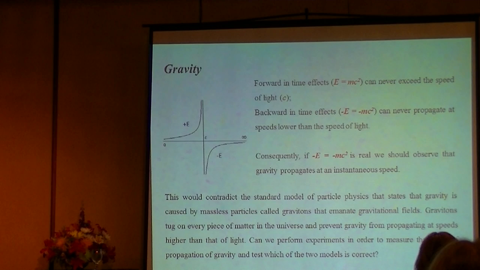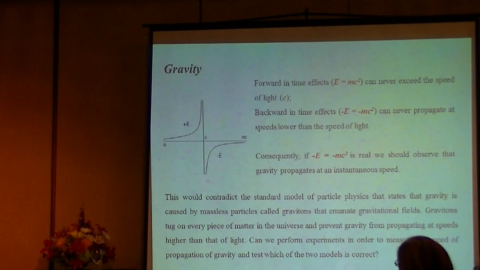One has to do with gravity, because if Fantappiè is correct, if converging forces are a consequence of the negative solution, well, gravity should propagate at a speed higher than the speed of light. Because when we have the positive solution, the limit is the speed of light. When we have the negative solution, the lowest speed is the speed of light.